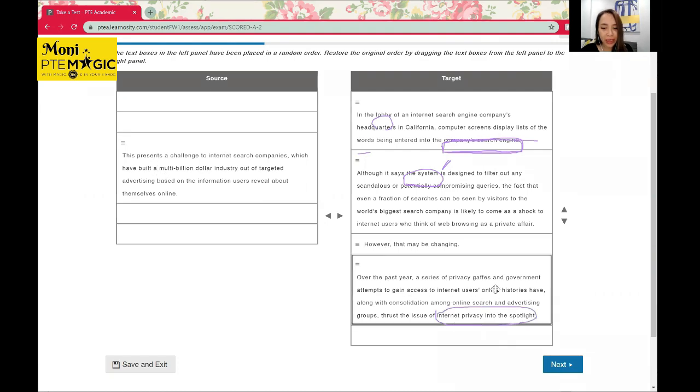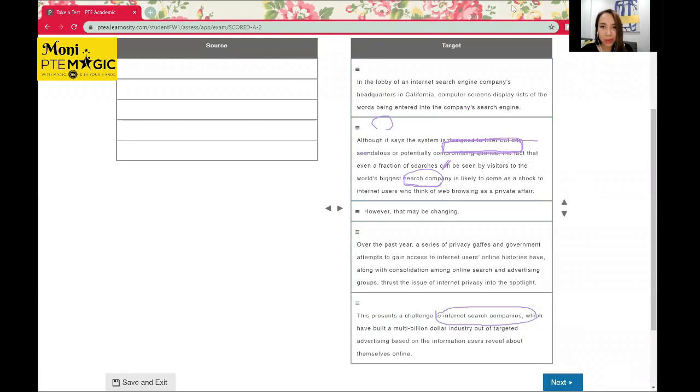So because they're taking it into spotlight, this will present a challenge to internet search companies, which have built a multi-billion-dollar industry out of targeted advertising based on the information users reveal about themselves. Okay, because they're taking it into spotlight, then it will bring a lot of problems to the internet search companies. Anyways, this will be our order here.